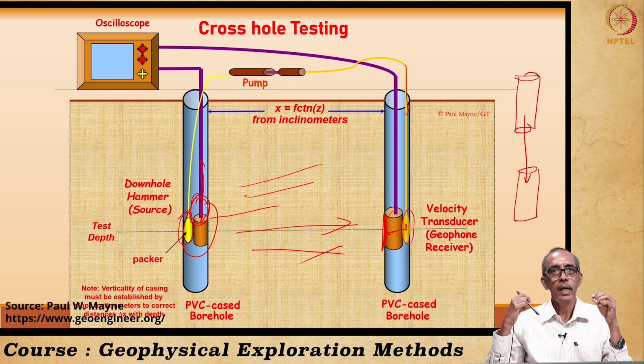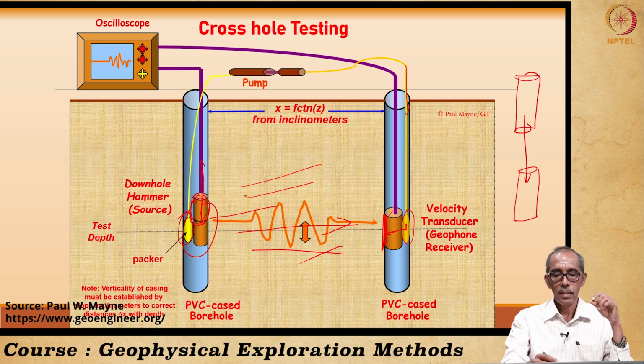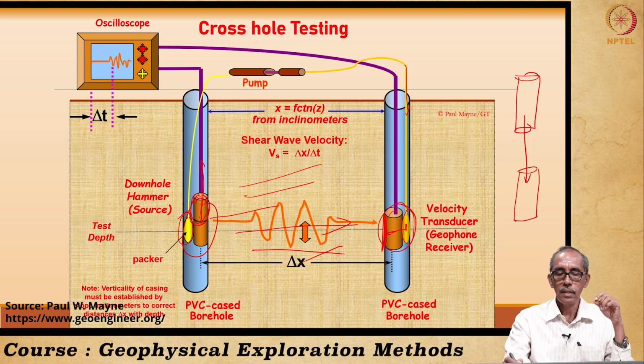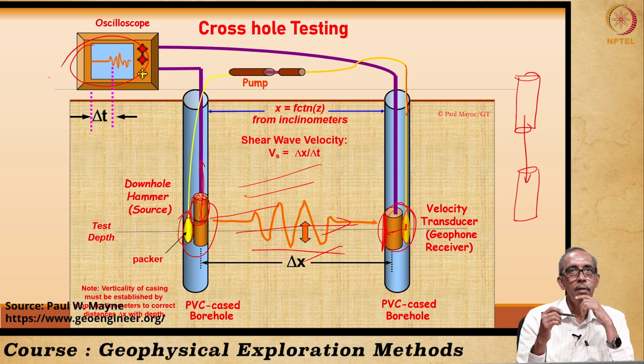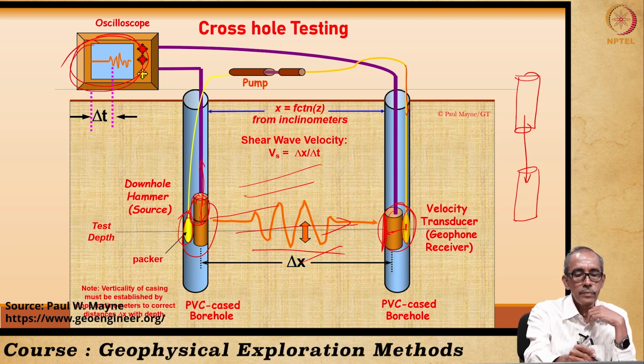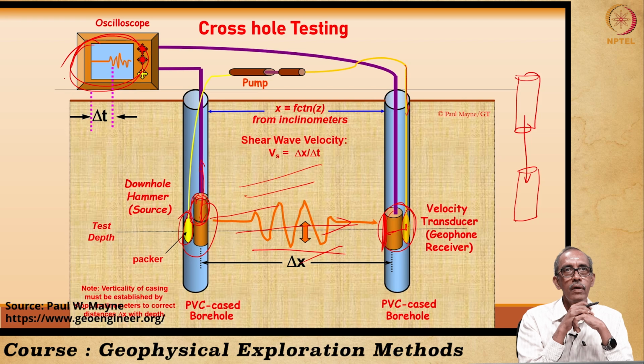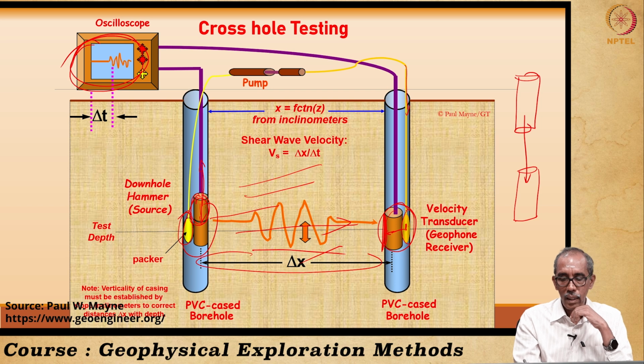Now we are going to give a hammer blow. Yeah, this is what has been done. The weight has been dropped, that generates the signal. The signals are sensed here and recorded on the seismograph, which is the oscilloscope. With the help of that, right, we can determine not only the distance, but we will be able to understand the shear velocity between these 2 points.